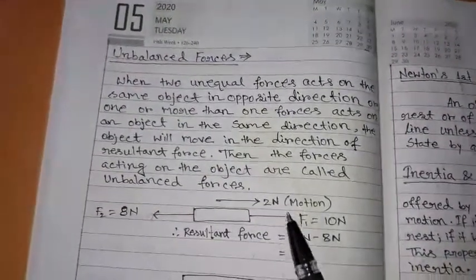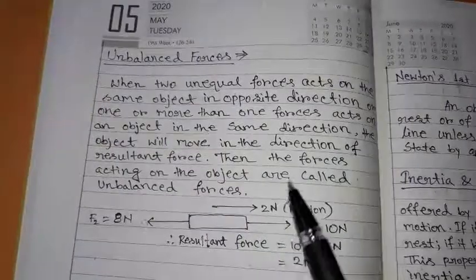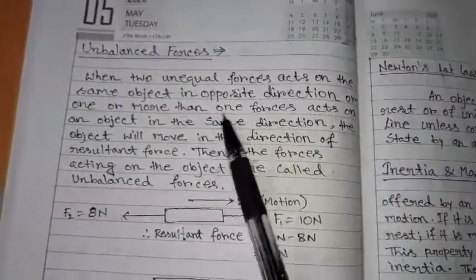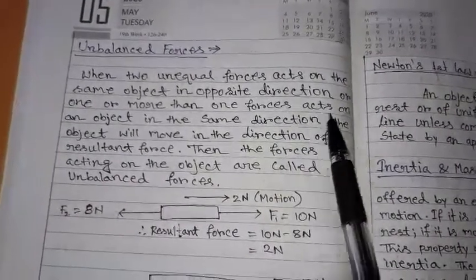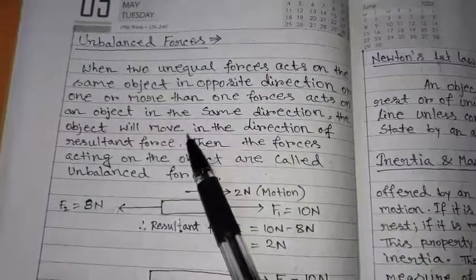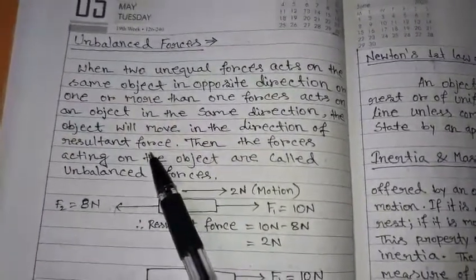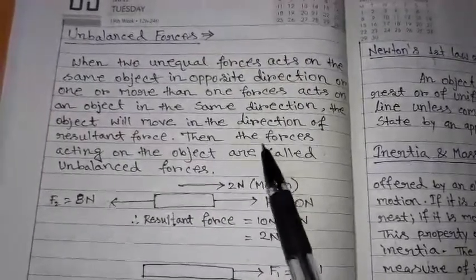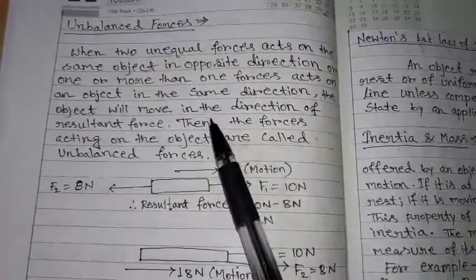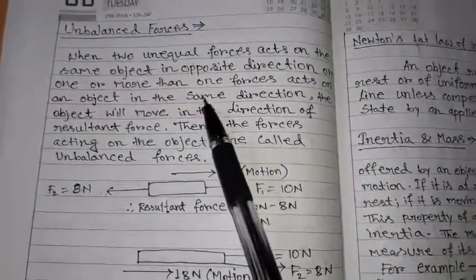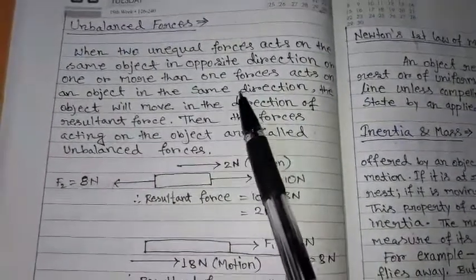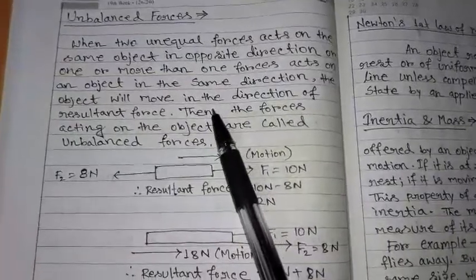unbalanced forces. When two unequal forces act on the same object in opposite direction, or one or more than one forces act on an object in the same direction, the object will move in the direction of resultant force. Then the forces acting on the object are called unbalanced force. So unbalanced force means resultant force on the object is not zero, so the object will move in the direction of resultant force, means in the direction of total force.